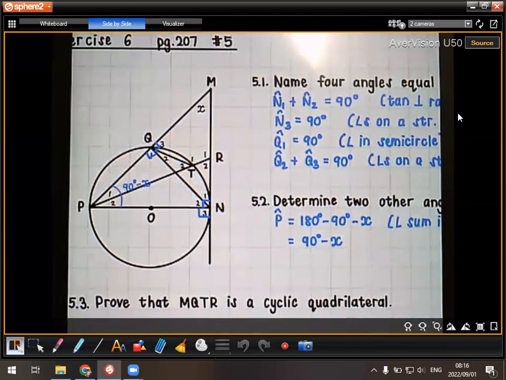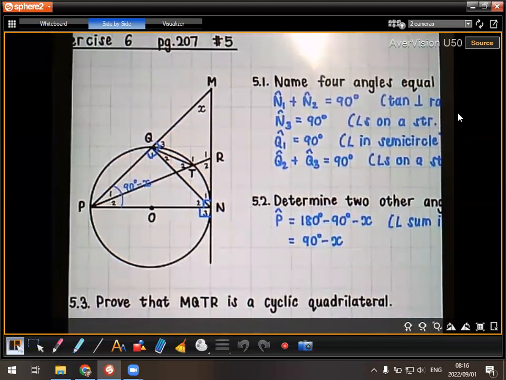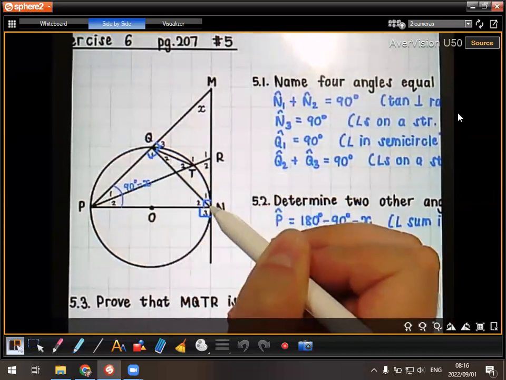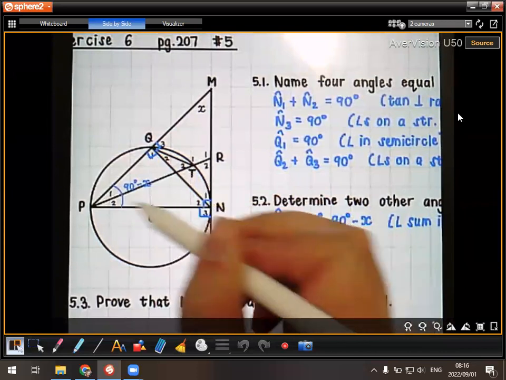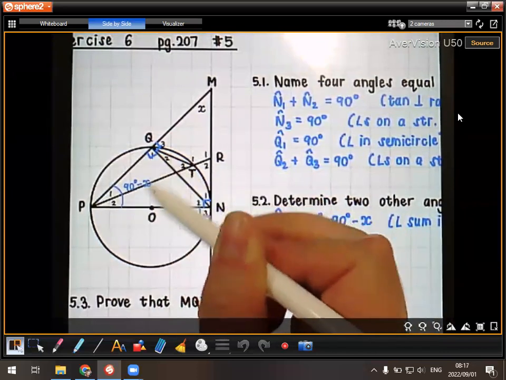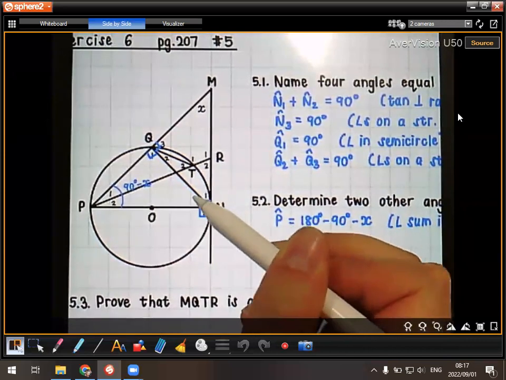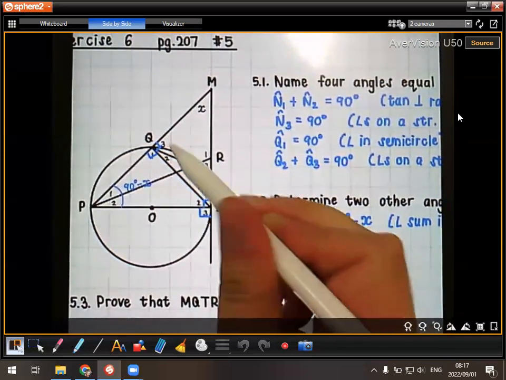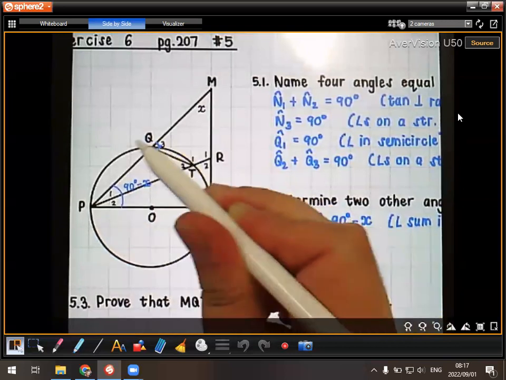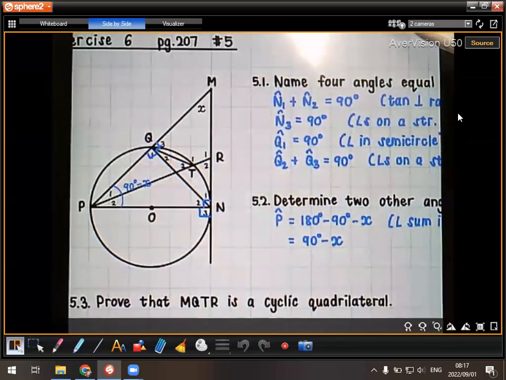Oh, and now if we look at triangle PQN, this one here, that's also a right angle triangle. So if that is 90 and that's 90 minus X, then we can calculate what N2 is. So N2 will end up being X, because of angle sum in triangle in this one. Okay, so let's see quickly how that works.